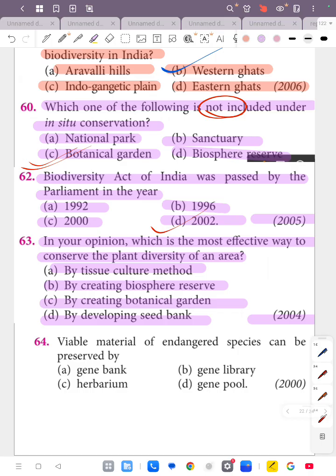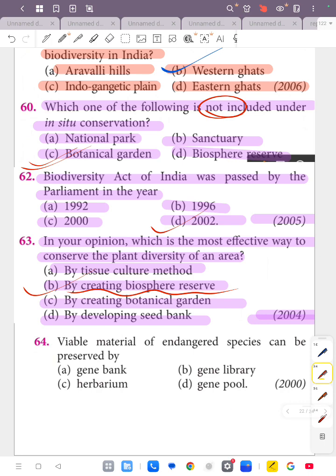Now, the exact same question was also asked in Manipal 2007. These are the kind of tricky questions which were asked back then. So, in your opinion, what should be the most effective way to conserve plant diversity? It should be option number B, by creating biosphere reserve. Why? I'll tell you why. Because creating a biosphere reserve comes under in situ conservation, so on-site conservation. You're conserving the plant diversity in its natural habitat, thereby conserving all the other components of the ecosystem. So among these, we choose biosphere reserve due to the fact that it's a method of in situ conservation.